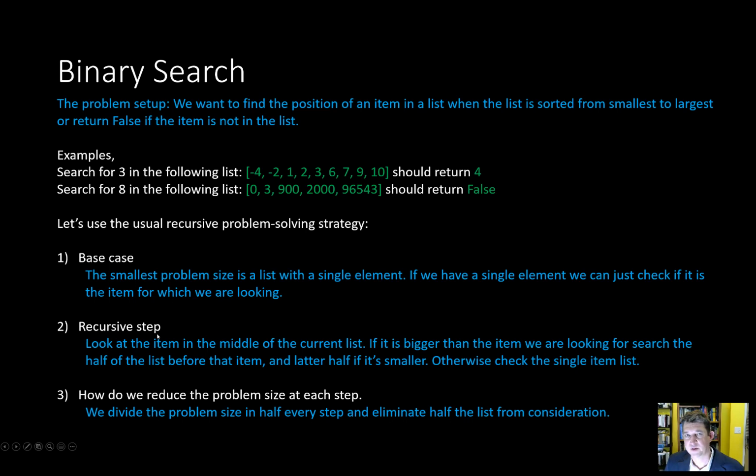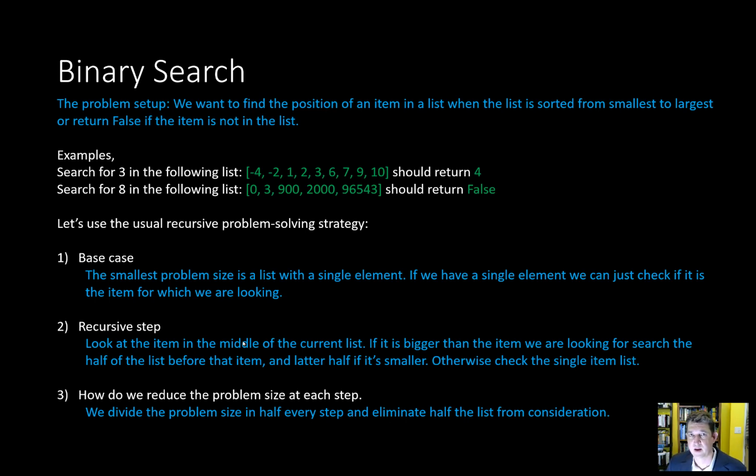All right, so the recursive step. Look at the item in the middle of the current list. If it's bigger than the item we are looking for, search the half of the list before that item, and the latter half of the list if it's smaller. Otherwise, check the single item list. All right, so there are 3 cases here for a recursive step.